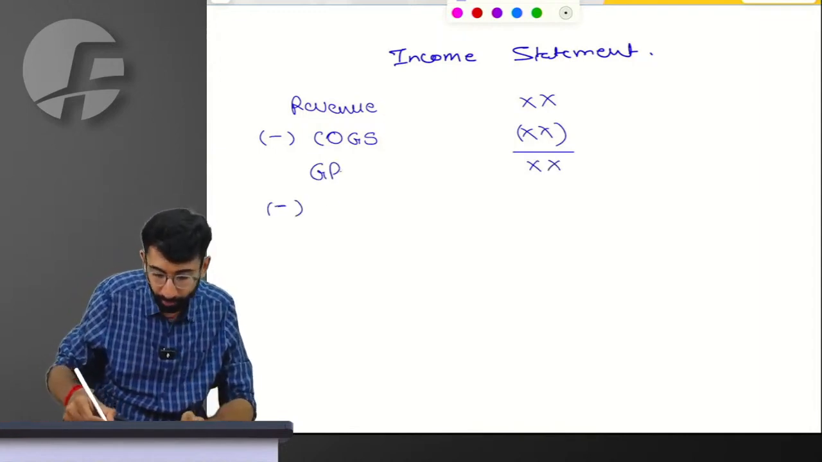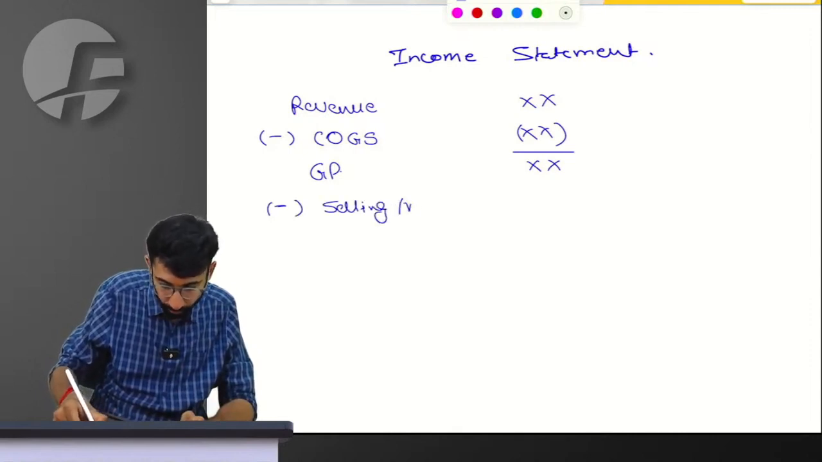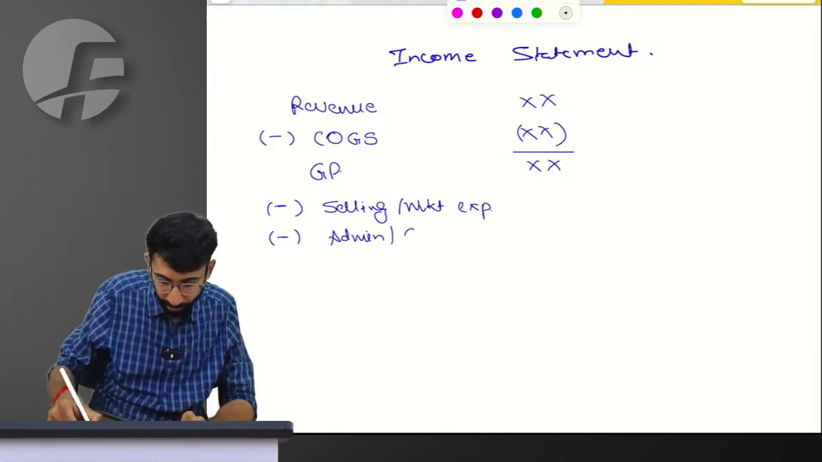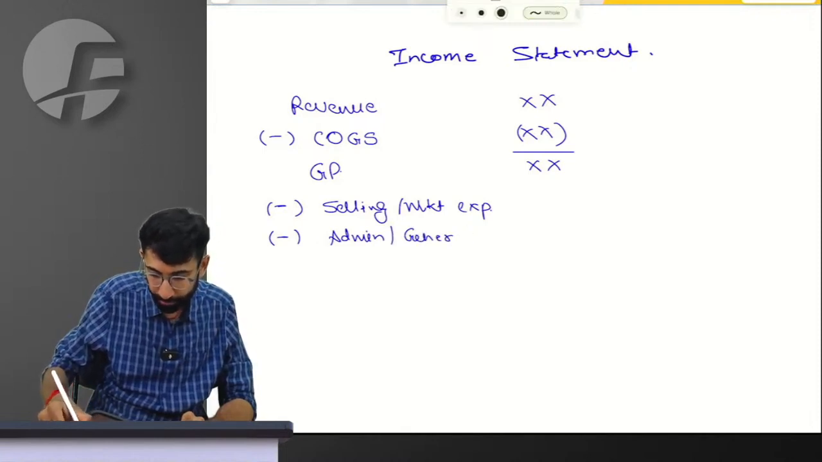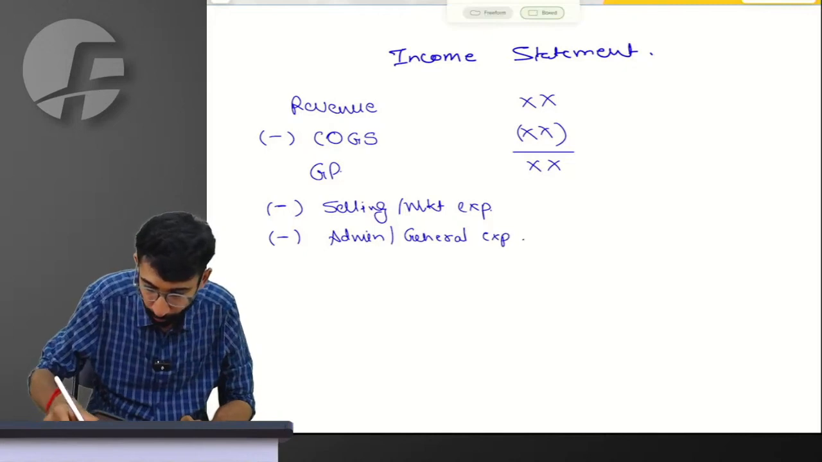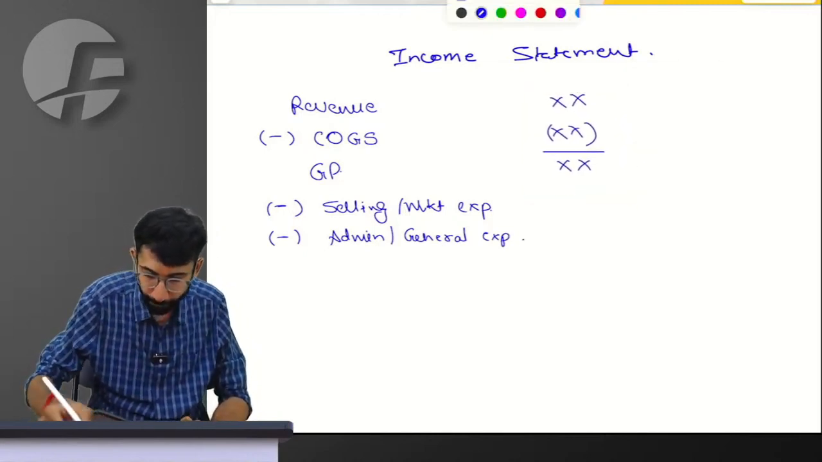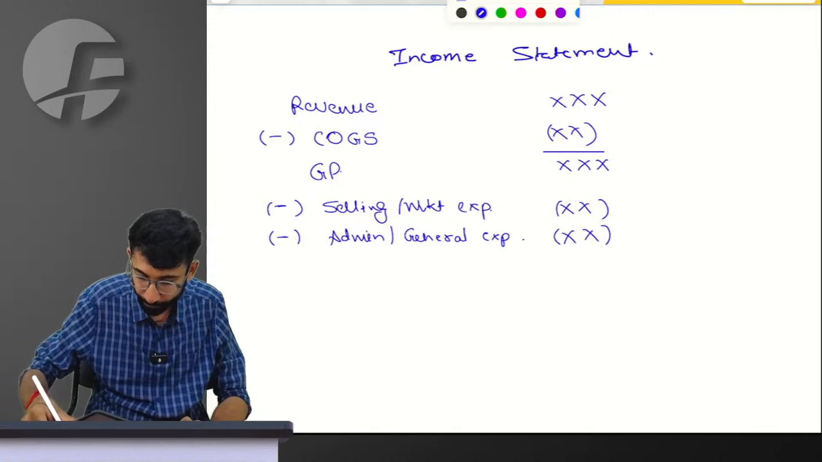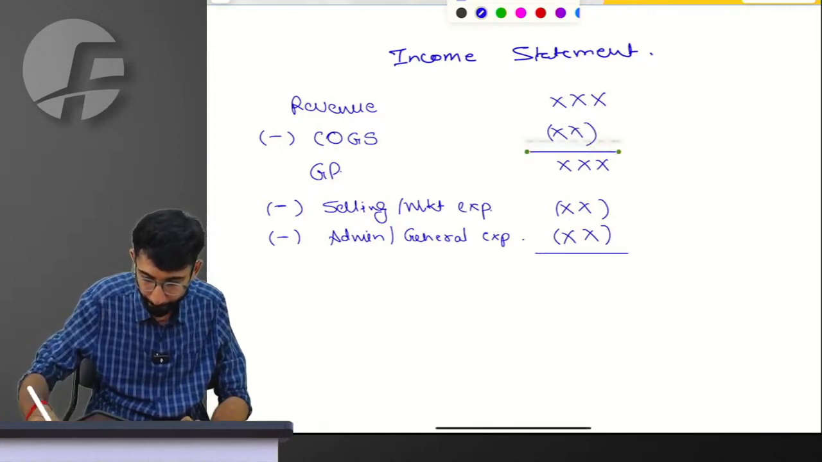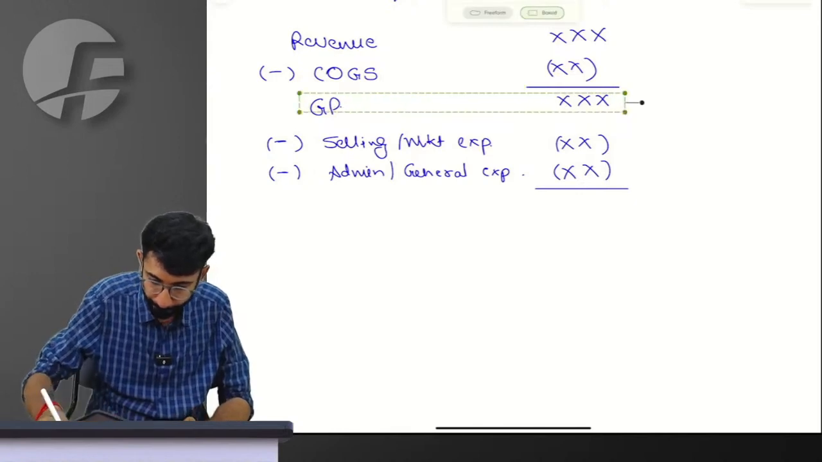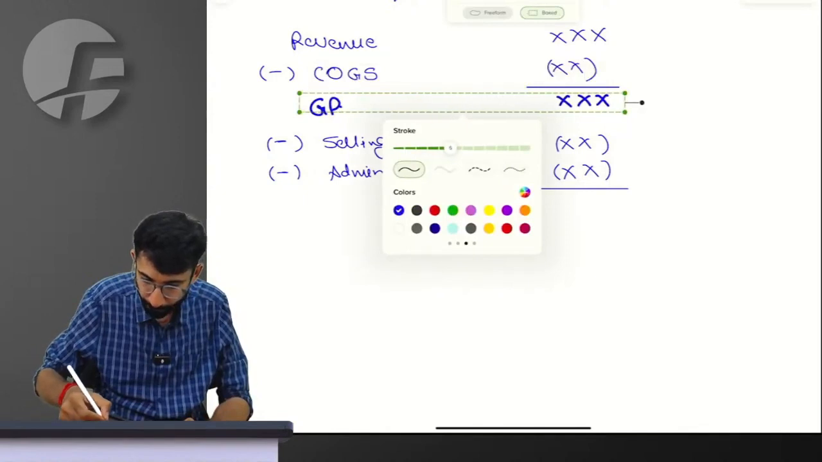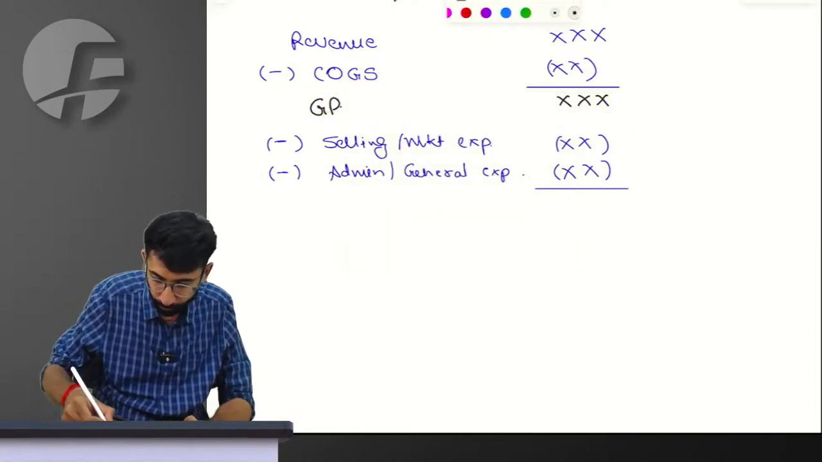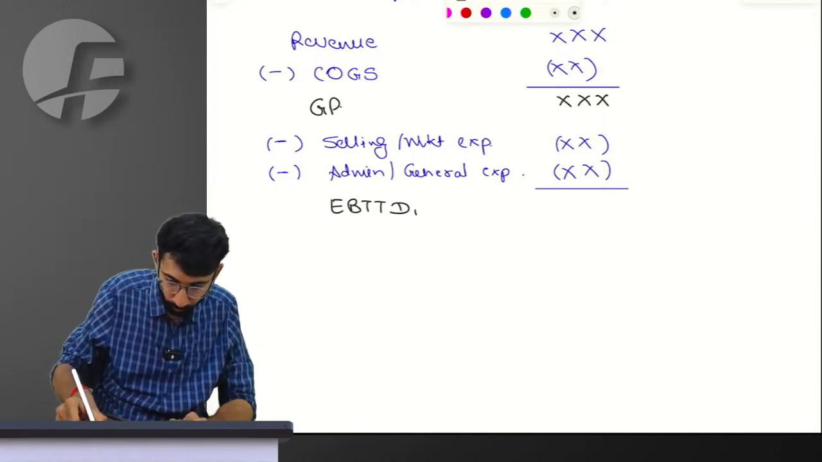From the gross profit, if you deduct selling, marketing expense, or if you deduct admin, general expense, what do you get? If I deduct this and this, EBITDA.